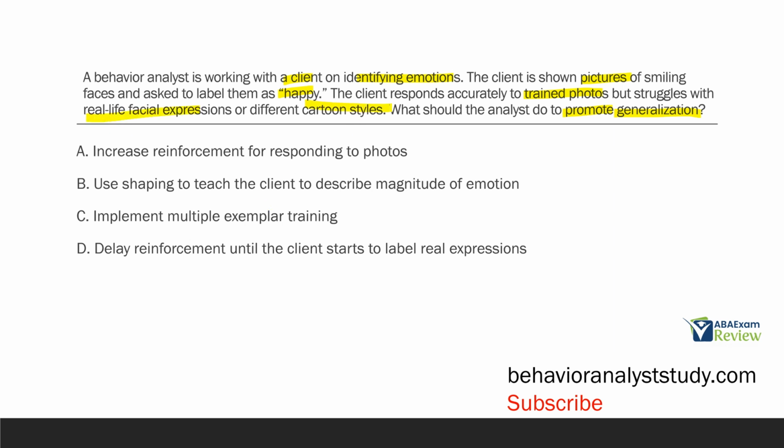So just because we want generalization to start to occur in some form naturally, we also have to push for it, right? So multiple examples is a great way to promote that generalization. And then D, delay reinforcement until the client starts to label real expressions. Well, if you delay reinforcement, then the skill they have might go away. So you might start fading reinforcement, but we don't want to stop reinforcement altogether in hopes that they will magically start labeling real expressions. That might have the opposite effect. So if we want to promote generalization in this scenario, we're going to implement multiple exemplar training.